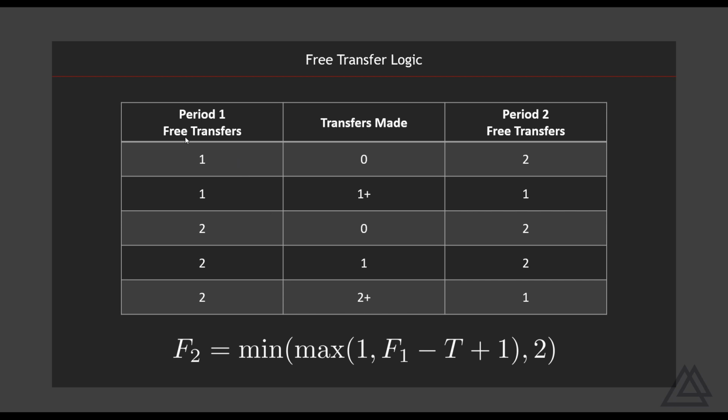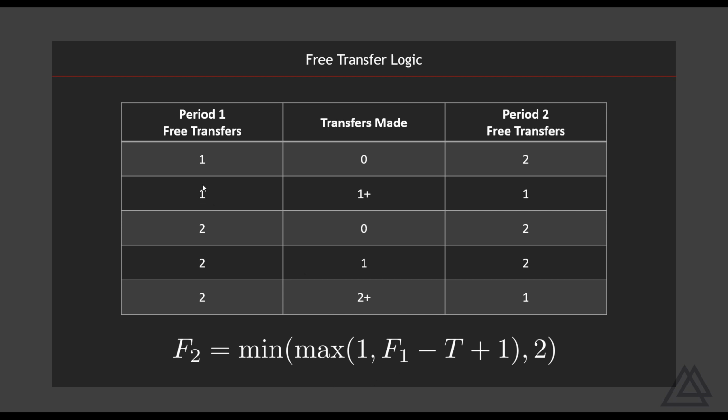F1 is my free transfer in the first period. T is the number of transfers made. So whatever the free transfer is, I'm taking minus transfers and adding +1, because this +1 comes from the accumulation. So you get a new free transfer every round.